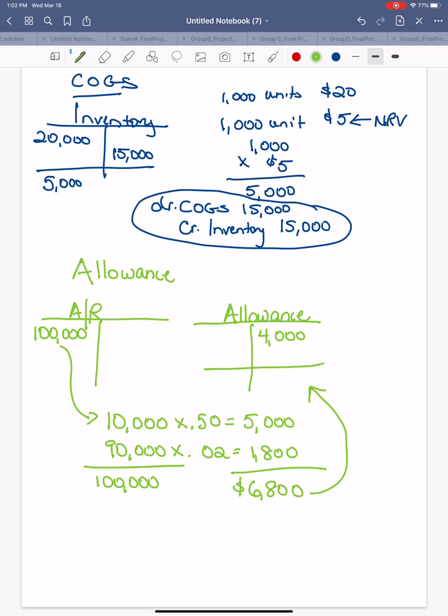but it's not my journal entry unless I have a starting balance of 0, which I don't here. So I need to make an adjustment for 2,800. So after I've done all this work, my debit is to bad debt expense, 2,800, and the credit is to allowance for doubtful accounts, 2,800. All right, hope that helps you guys as you go back and rework these problems.